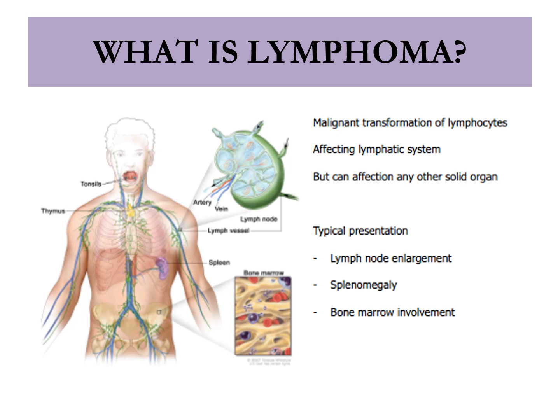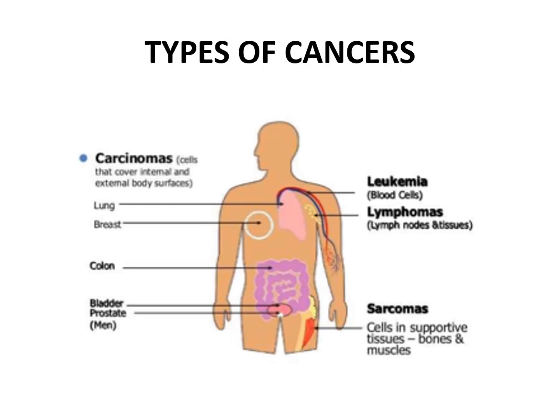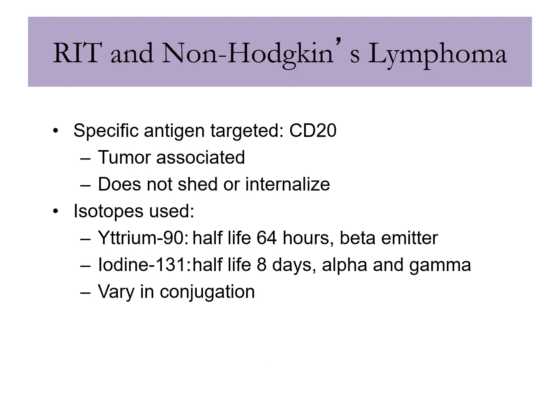So what is lymphoma? It's a malignant transformation of lymphocytes affecting the lymphatic system, but it can affect any other solid organ. Typical presentation is lymph node enlargement, splenomegaly, as well as bone marrow involvement. So the type of cancer depends. Carcinoma is from the cells that cover internal and external body surfaces. We have leukemia for the blood cells, lymphoma for lymph node tissues, and sarcoma for cells which support the tissues of bone and muscles. So we're going to focus on RIT and non-Hodgkin lymphoma.